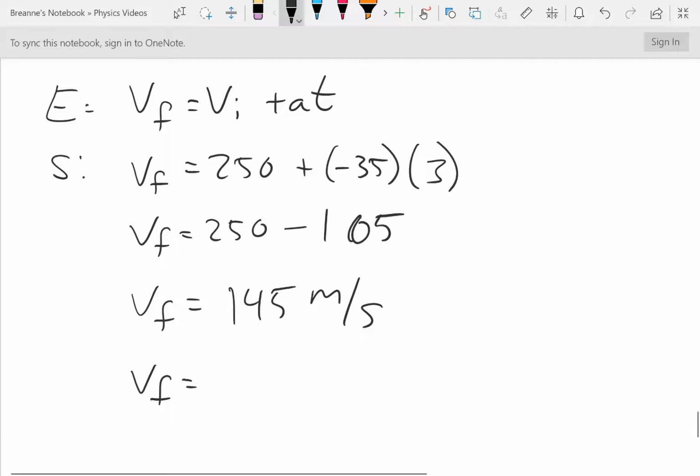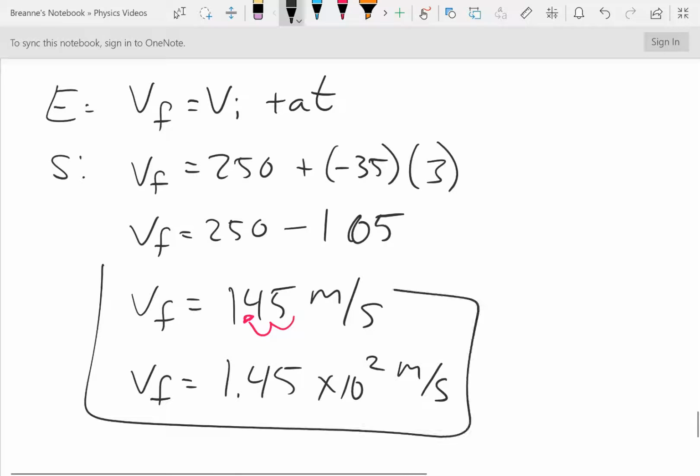To write down your scientific notation, you have to move the decimal over twice. So you're left with 1.45 times 10 to the 2 meters per second.